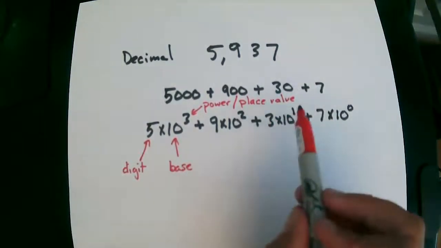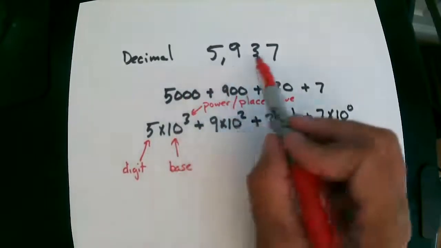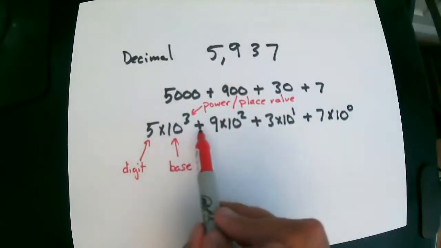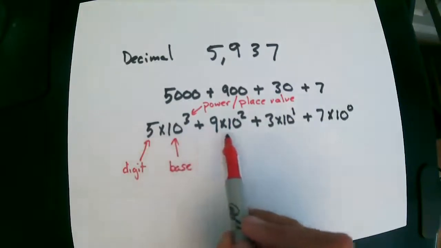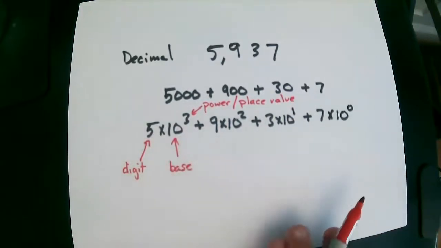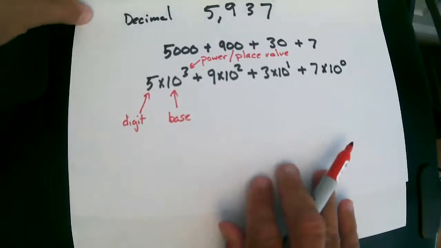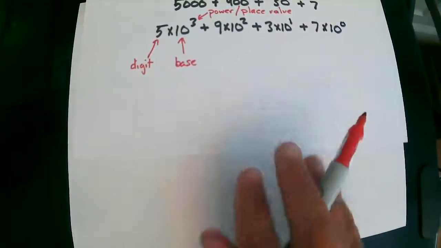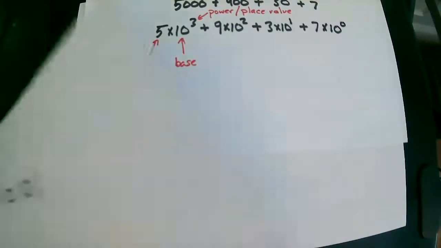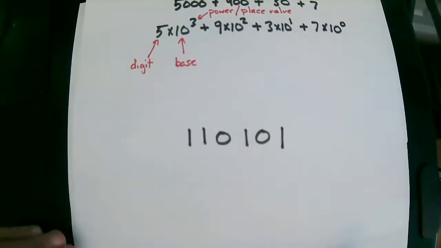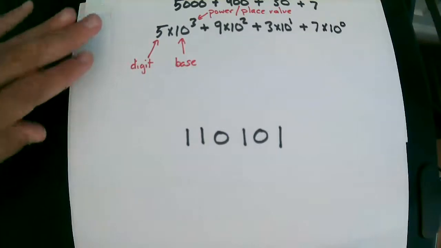So you could take any decimal number, and instead of just writing out the number, we could express it as a sum of numbers multiplied by powers of 10. I'm going to try to keep this in the frame a little bit here, and I'm going to go back to our binary example.